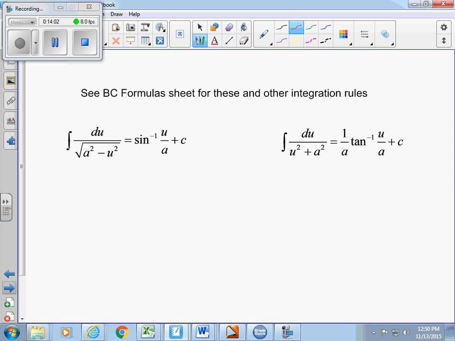You can see that list for all of the integration rules that you might need to be aware of. Now, they put some on there that you might not memorize, like tangent. You could use a U substitution to find the integral of tangent, right? Or you could memorize it. You've got options at this point. So you can see those on your new calculus helper.